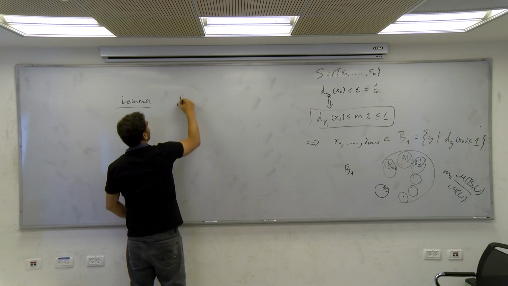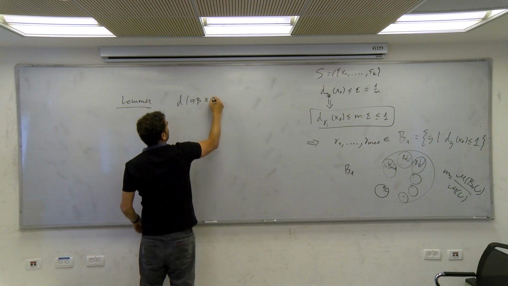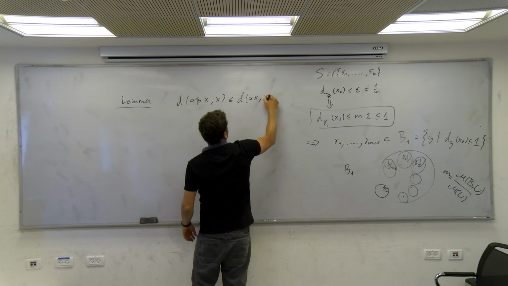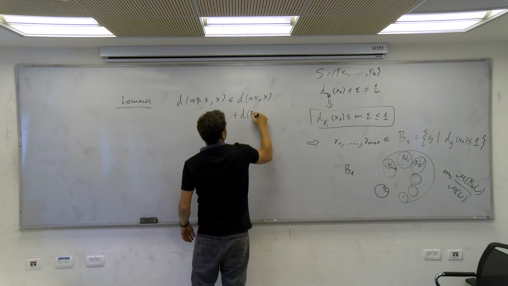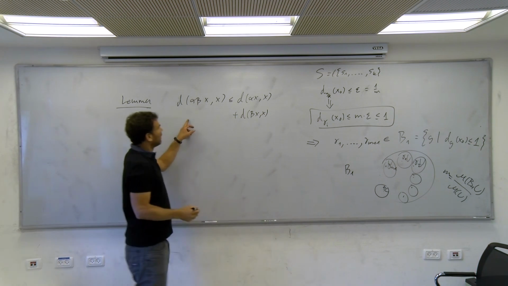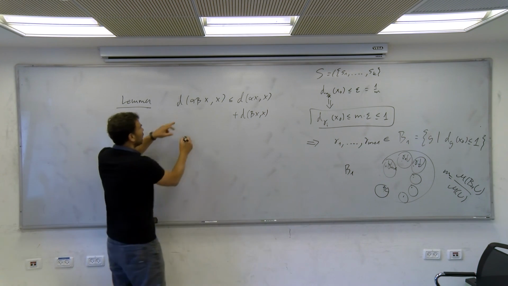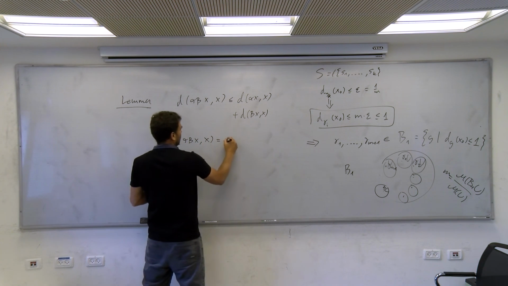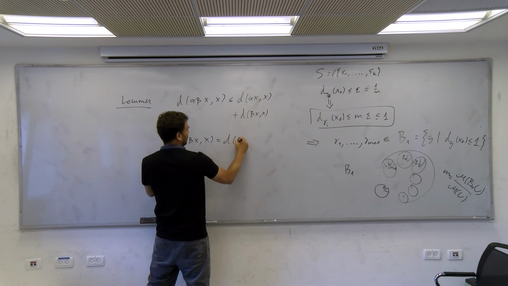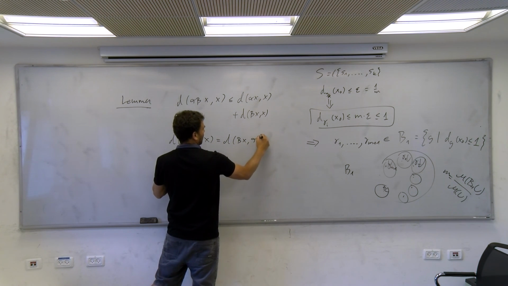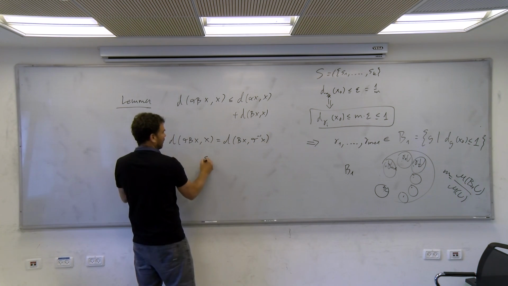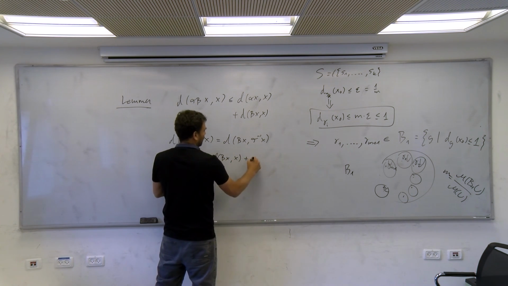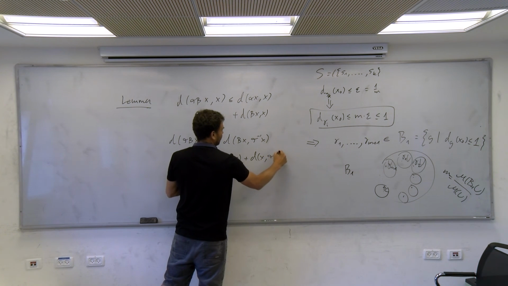the displacement of alpha beta x is less than the displacement of alpha x plus the displacement of beta x. And why is that? Because the displacement of alpha beta x, I multiply by the inverse, everything is by isometries. And this by the triangle inequality is less than d beta x, x plus d x, alpha inverse x.